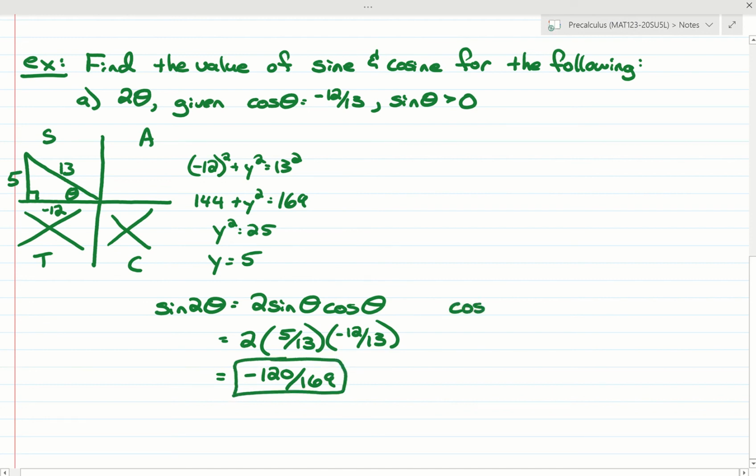Let's find the cosine of 2 theta. We have 3 formulas to choose from. It doesn't matter which one you pick. I'll just use the first one. Cosine squared of theta minus the sine squared of theta.